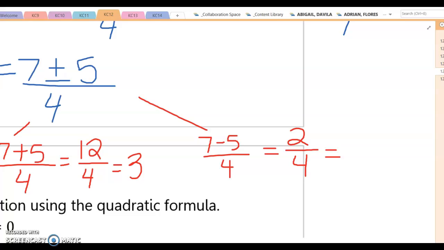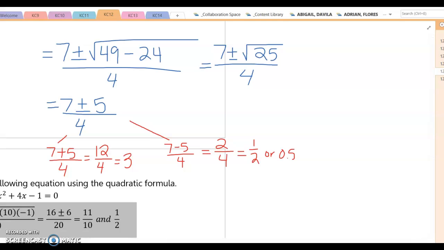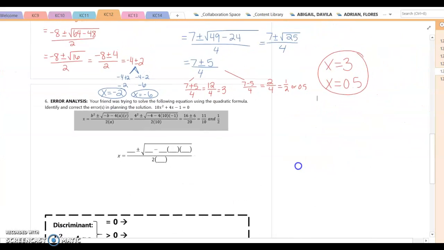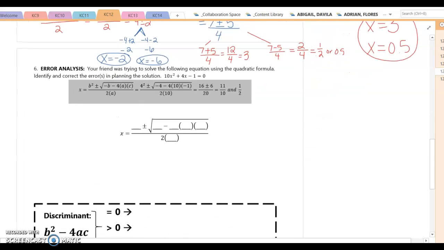You can do the fraction, you can do the decimal. So I'm going to do a half if you simplify it, or 0.5. Either way you want to do it. So this tells you your two answers: x is 3 and x is 0.5. You can leave it as the fraction or do the decimal, however you want to do it, totally up to you. We've got a little bit left, so I'm just going to do a part 2 of this video, okay? I'll be back in a second.